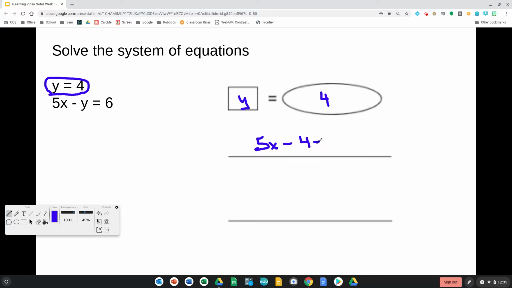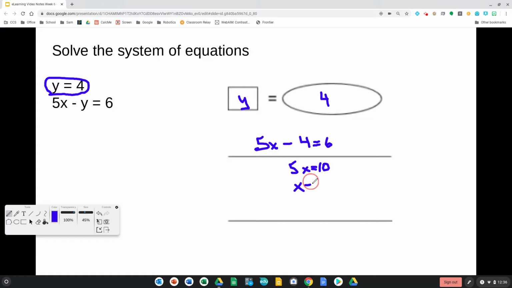Now the good news is, once I have written it like that, that is an equation that we've been solving since the beginning of the school year. So go ahead and solve that equation, and what do you get for x? Well, we would add the 4 over, and we would get 5x equals 10. And once we've got 5x equals 10, we divide by 5, and we end up with x equal to 2. So we've got the answer, x is equal to 2.